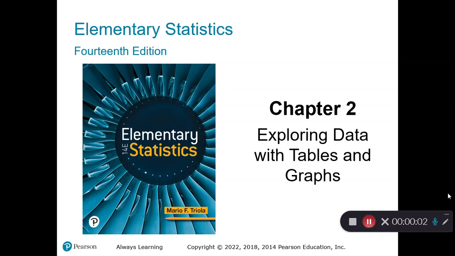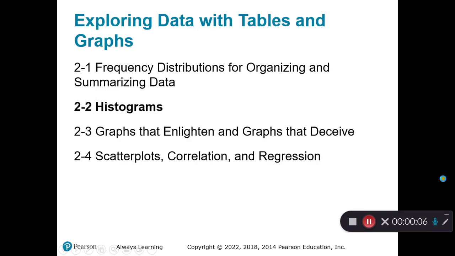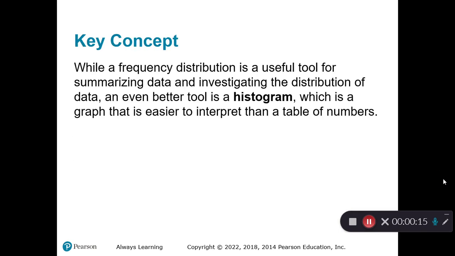We continue Chapter 2 by looking at the second section, which deals with histograms. Histograms, we will see, are directly related to frequency distributions and frequency tables. In fact, a histogram is simply a graphical representation of the information that we see in a frequency table. A histogram will consist of those same classes and those same frequencies. We just display the information in graphical form.